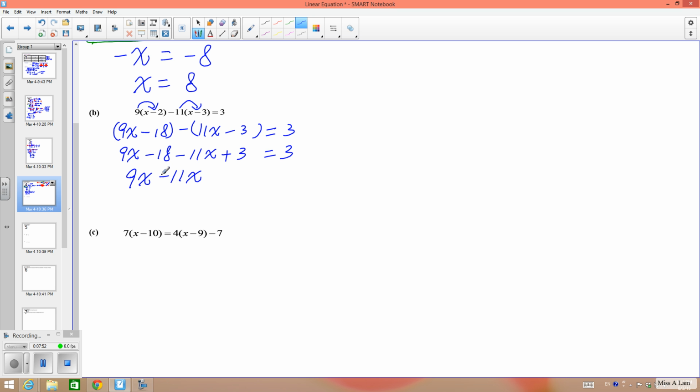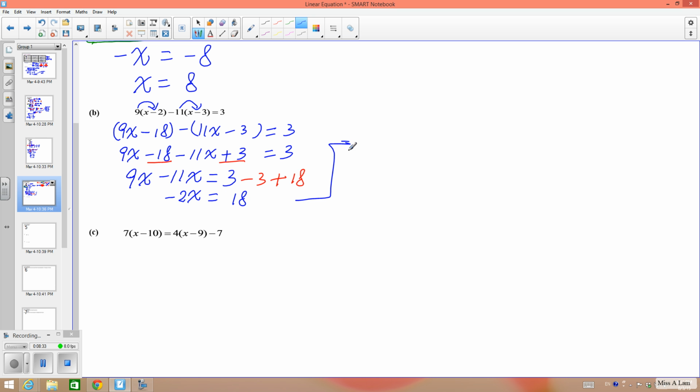Then we keep the x terms on the left. Therefore we have 9x minus 11x, and then we move all the numbers to the right. When you look at this one, this is positive 3 on the left, when I move it to the right, it becomes minus 3. And this number is minus 18 on the left, if I move it to the right, it becomes plus 18. And then 9 minus 11 is minus 2x, and then equals 18.